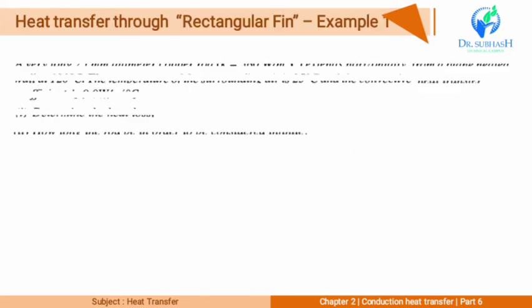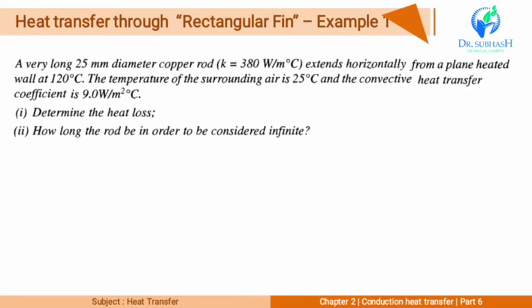So let's start with example number 1. The given data: a very long 25 mm diameter copper rod having a thermal conductivity of 380 watt per meter degree centigrade extends horizontally from a plane heated wall at 120 degree centigrade. The temperature of the surrounding air is 25 degree centigrade and the convective heat transfer coefficient h is 9 watt per meter square degree centigrade. We want to find out the heat loss, and second, how long the rod must be in order to be considered infinite.